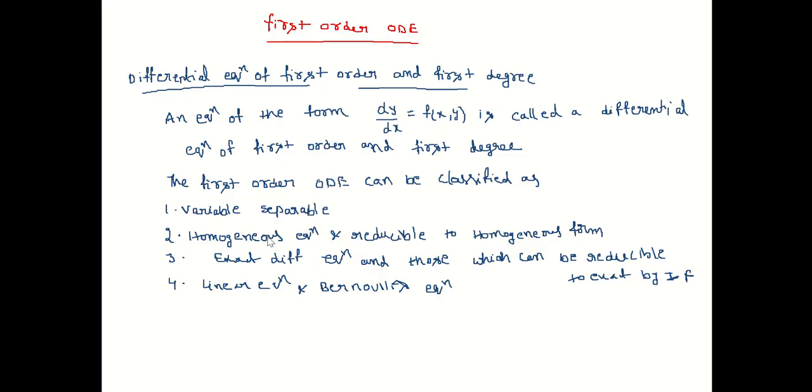So to solve the first order and first degree differential equation, there are some different methods. Variable separable, homogeneous equation and reducible to homogeneous form. And third one, exact differential equation and those which can be reducible to exact by some integrating factors, and linear differential equation and Bernoulli's equation. By using these, we can solve the first order ordinary differential equation. That means we are going to find the solution of the differential equation. What the solution is, what a particular solution is, what a general solution is, I will give in detail in the notes, which will be added in the link.